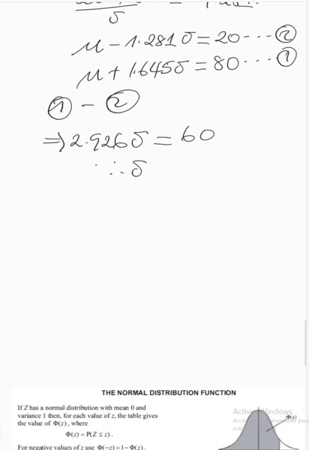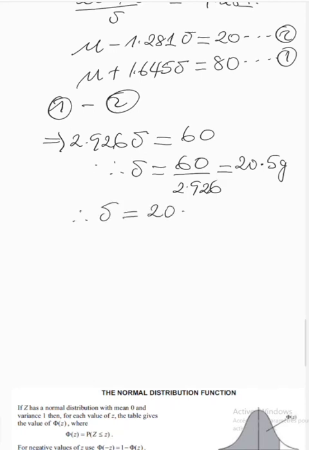So that sigma would be equal to 60 all over 2.926, which gives 20.5 grams to 1 decimal place as the question specified. So the standard deviation sigma equals 20.5 grams.